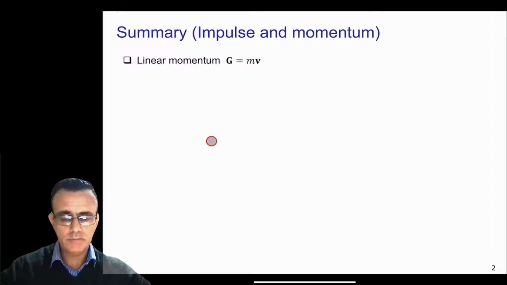In the previous lecture, we introduced linear momentum, which is g in this case, and which is just the multiplication of mass and velocity. g is a vector, velocity is a vector, and m is a scalar here.